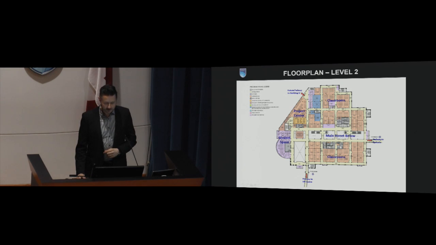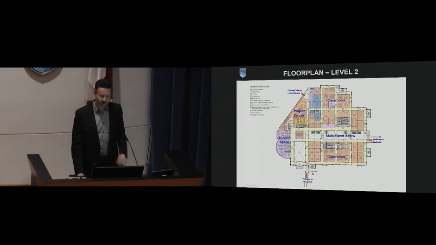Then the yellow are all the hallways, and you can see down Main Street there are a series of openings that look down onto the Main Street below, and a series of staircases that connect all of the floors together with bridges that fly through the atrium.